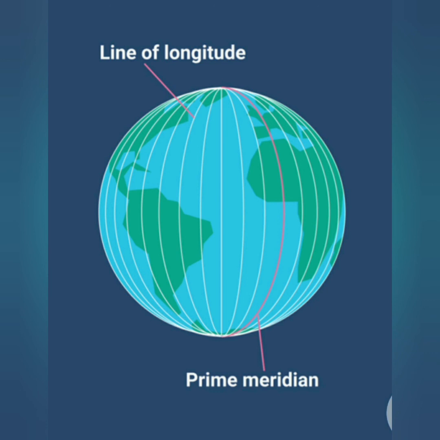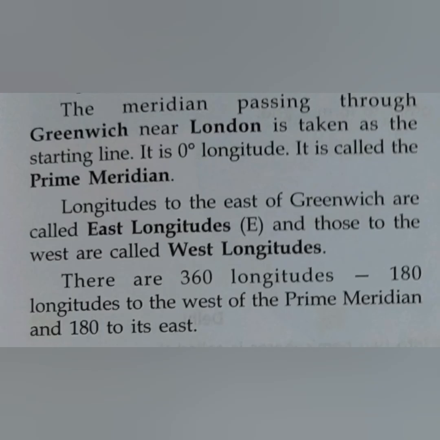Students, in latitudes we take the equator as the starting line, but in longitude we take the prime meridian as the starting line. It is also an imaginary line, and it is 0 degree longitude. Clear? Let's read the rest of the page.